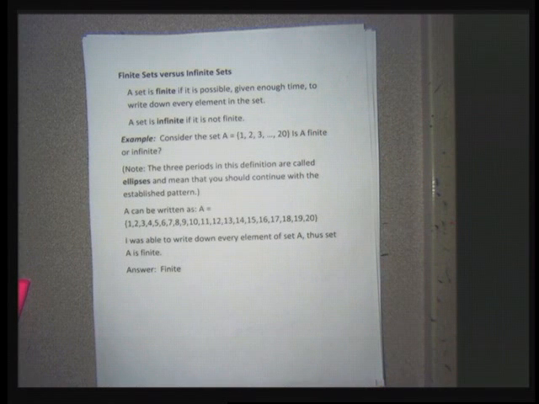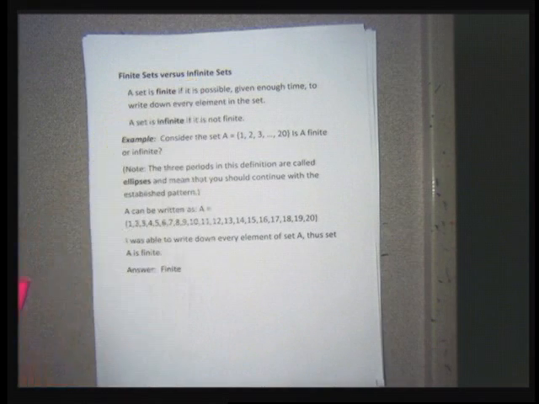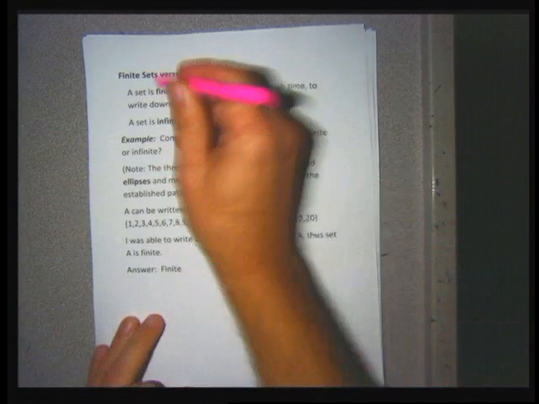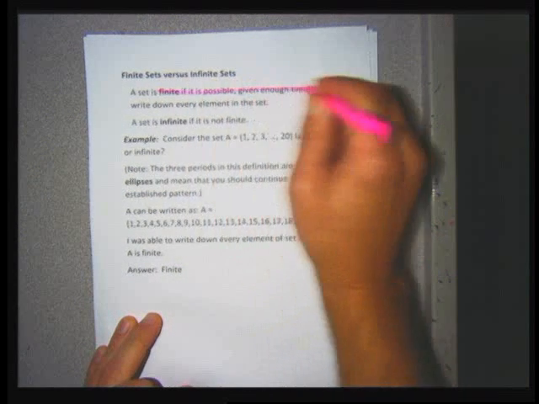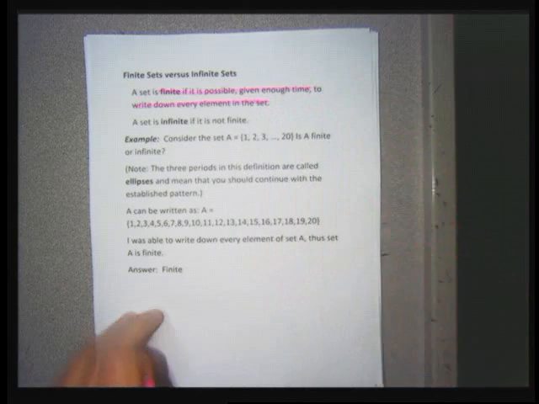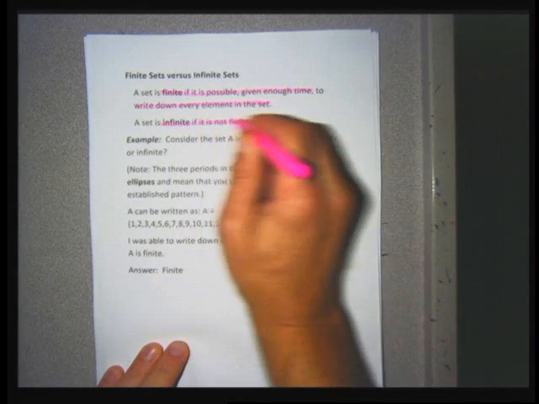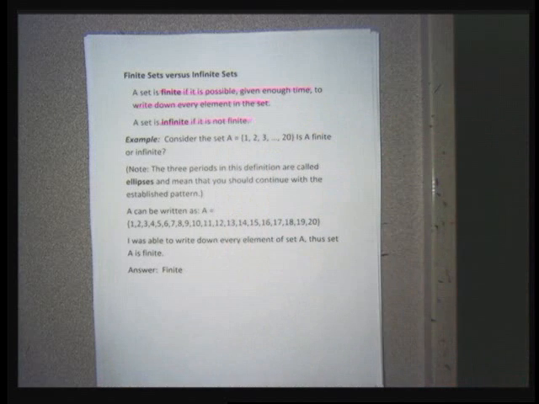So next concept, so I want to lecture on some theory a little bit, and then we will do some problems. The next concept is finite versus infinite set. And then a finite set, it's possible, if you give me enough time, to write down every element. You may not want to write down every element because there might be too many elements. And then to be infinite, it's impossible to write down all the elements. This means infinite is just the opposite of finite.